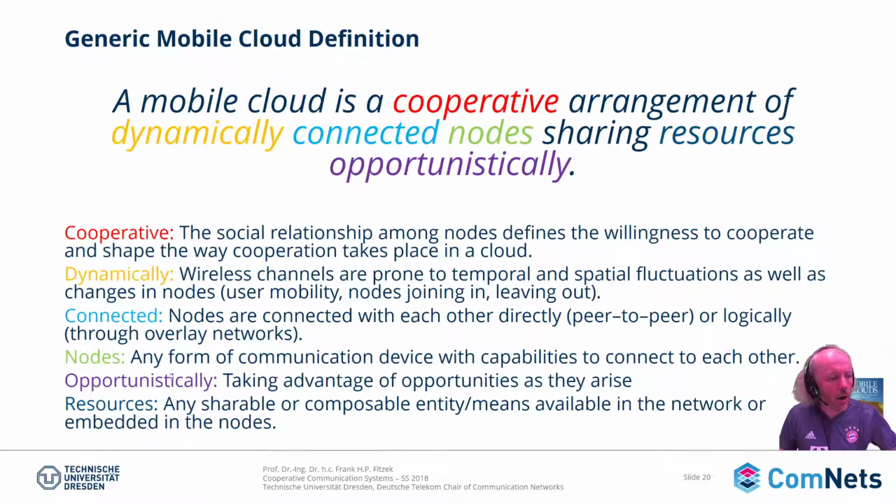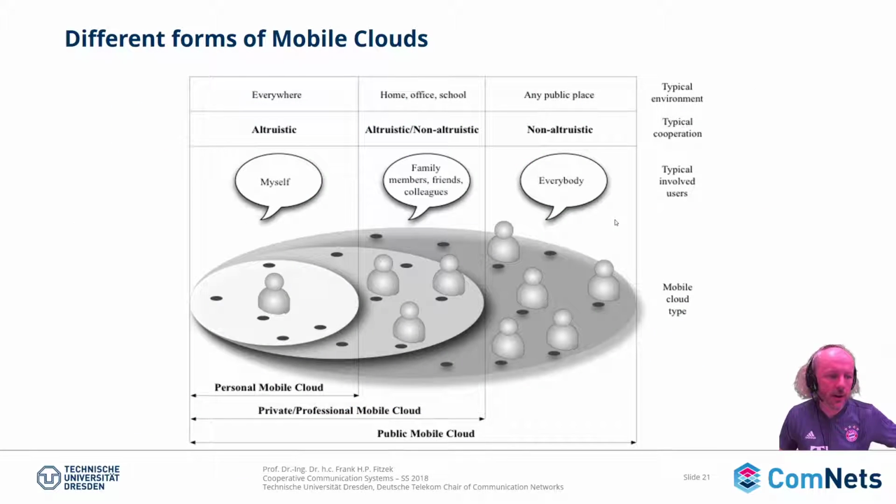And then we said opportunistically, and this means taking advantage of opportunities as they arise. This maps directly to the one sentence you have heard before: real egoistic behavior is to cooperate. And then sharing resources. What are resources? Any shareable or composable entity, means available in the network or embedded in the nodes. So these resources are something that we will talk about now.